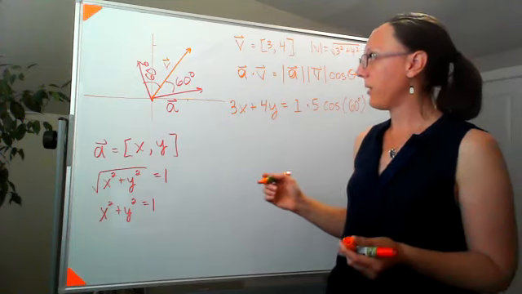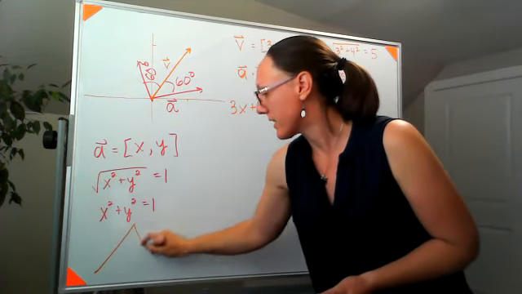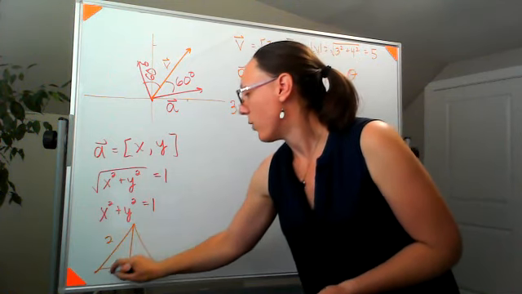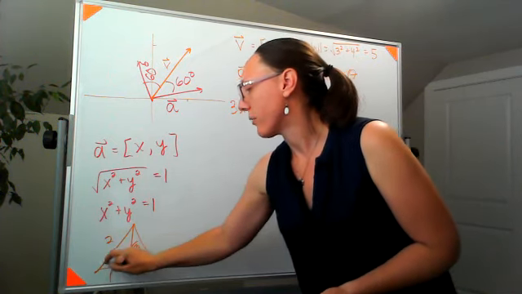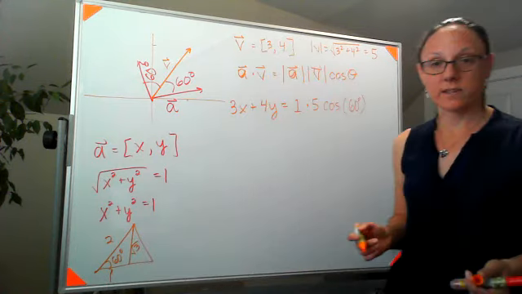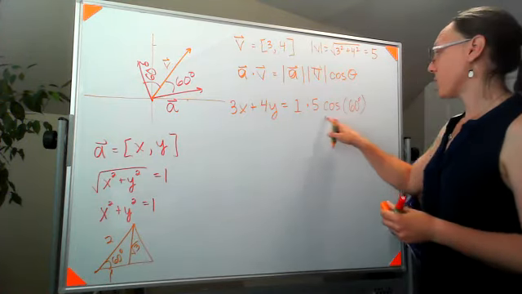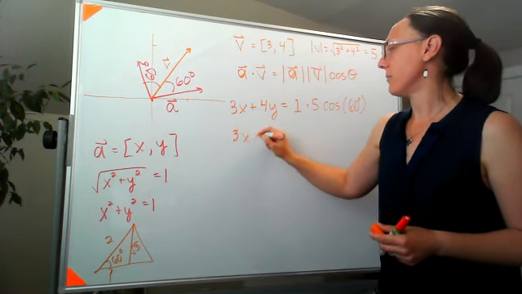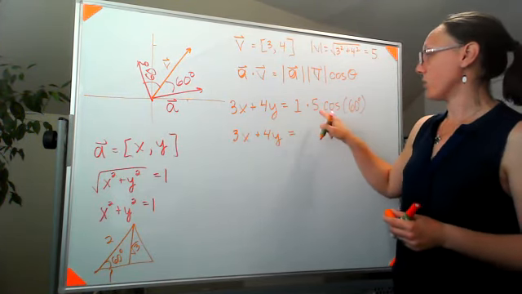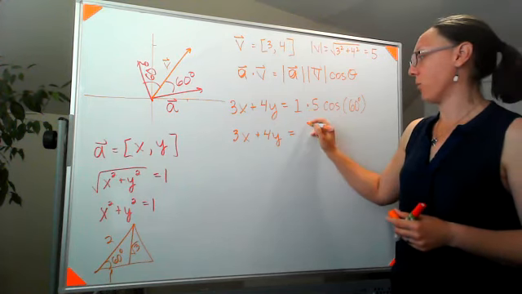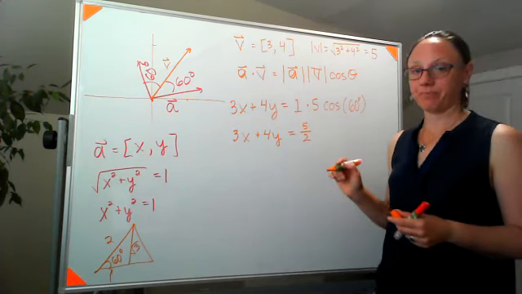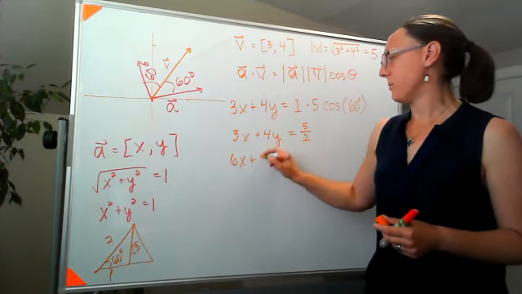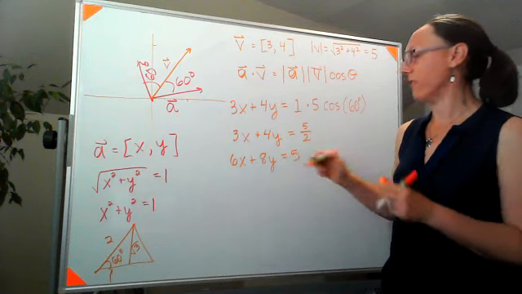Quick recap, if I'm looking for cosine of 60 degrees, I'm thinking about this equilateral triangle. That side's 2, that side's 1, and that vertical side is the square root of 3. There's my 60 degrees right in there. So cosine of 60 degrees is 1/2. So I'm going to replace cosine of 60 with 1/2. So I will have 3x plus 4y is equal to 1 times 5 times 1/2, or 5 halves. I could also multiply that 2 over and say 6x plus 8y is equal to 5.